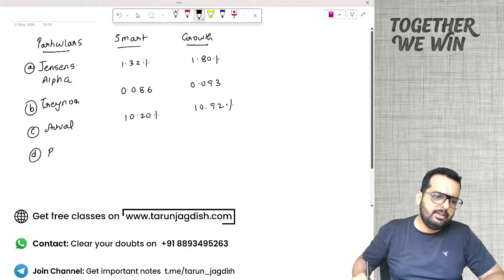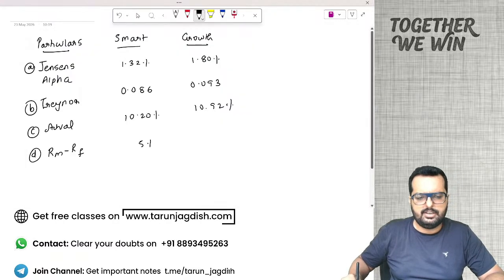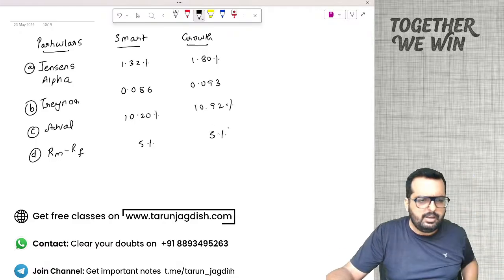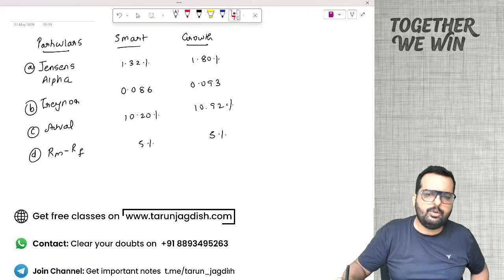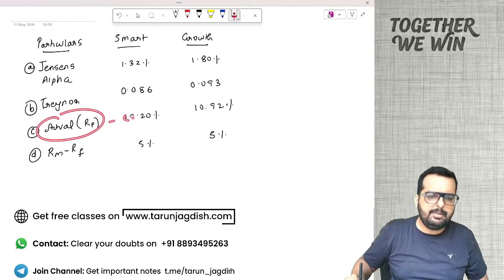Risk premium, friends, is nothing but RM minus RF. So that is turning out to be 5% and 5%. Everybody clear with this part? Fine. From this, friends, one thing we can find out is this actual return is nothing but RP. So RP minus CAPM return gives us Jensen's alpha.